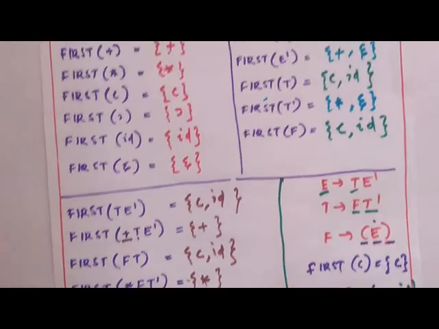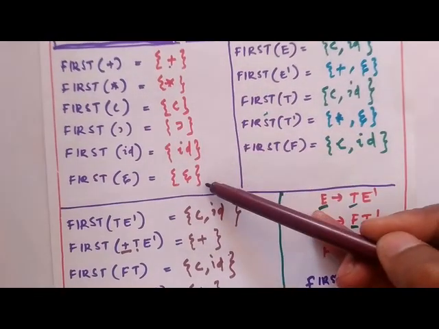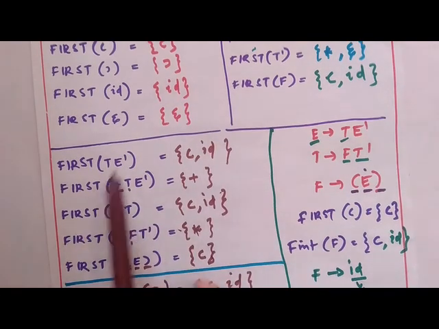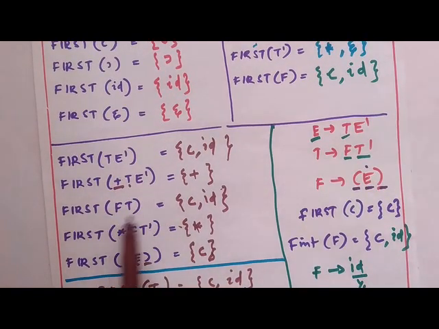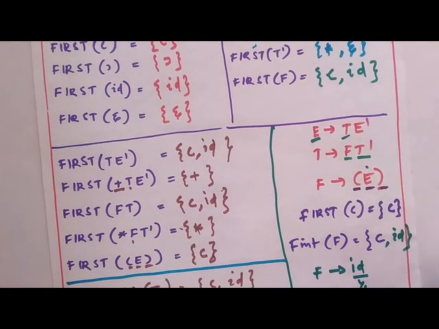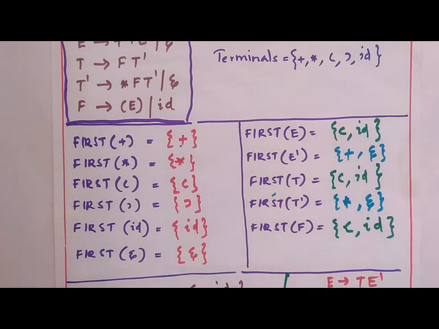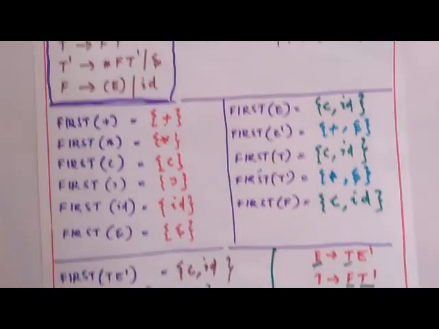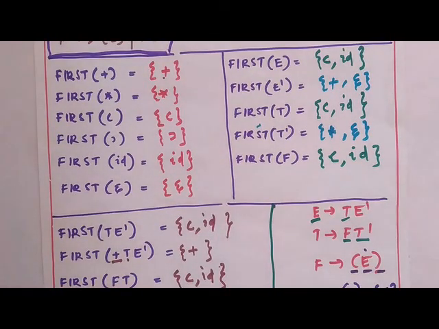So we have calculated first of terminal symbols, first of non-terminal symbols, then first of a few strings: T E dash, plus T E dash, F T dash, star F T dash, and left bracket E right bracket. This set is required for top-down parsing and sometimes in bottom-up parsing also, because this will help to decide which production to use for expanding a non-terminal symbol for a given input. Later we will discuss how to compute follow of non-terminal symbols.